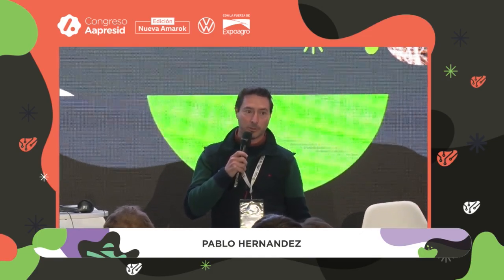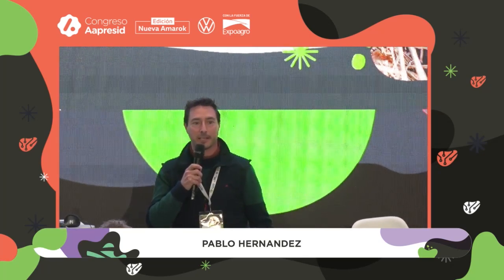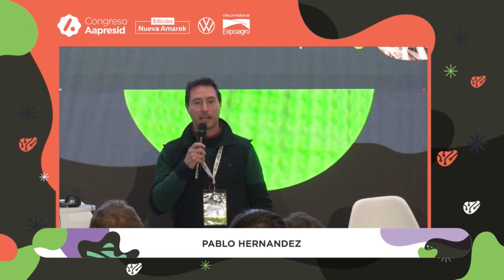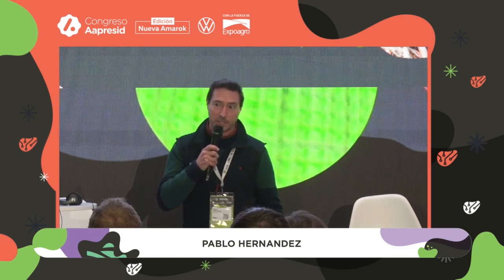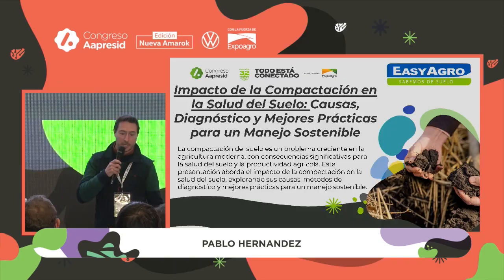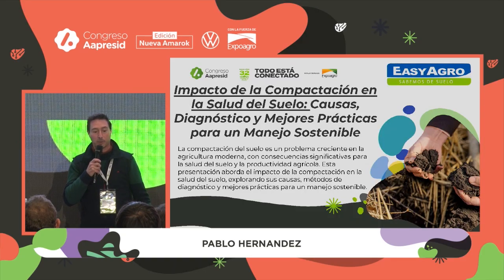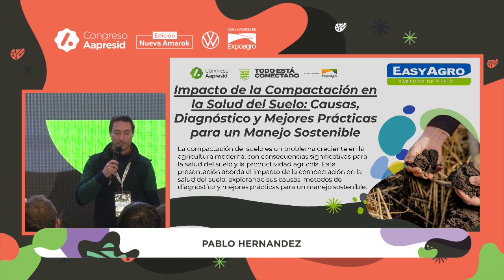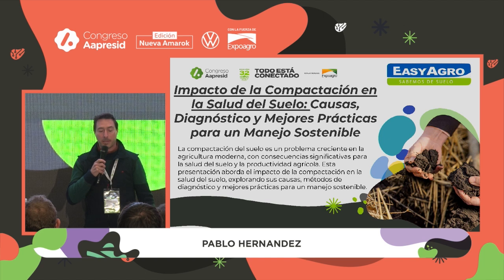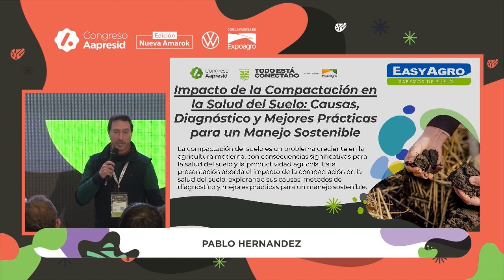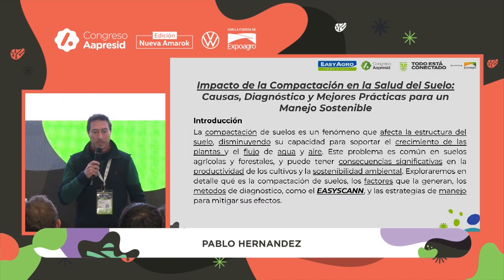Our subject today is soil compacting, which is a problem that has been worrying all producers, and we know it's one of the causes when it comes to less yield, and that's why we want to explain what it is and what we're working on. It is a growing problem in modern agriculture with significant consequences for the health of the soil and agricultural productivity. We want to see the impact of this on the soil health, exploring its causes, the methods for diagnosis, and better practices to handle it.